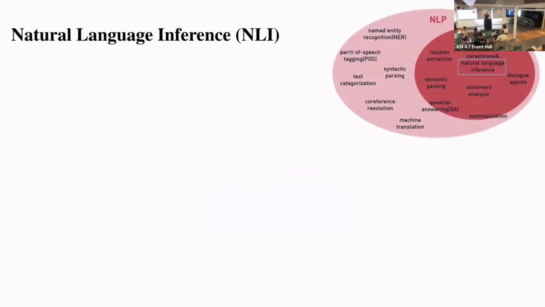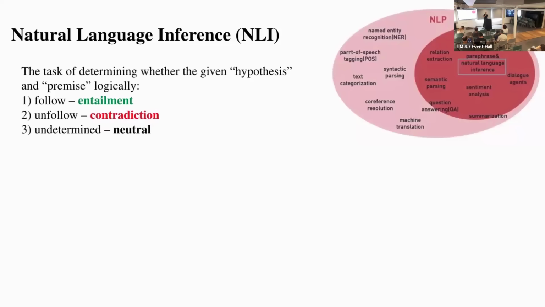So first of all, let's talk about NLI. NLI stands for Natural Language Inference. This is a task in NLU, which stands for Natural Language Understanding, and this is a subfield of NLP. So this is an existing task and we use it for evaluation. Let's see how. So what is NLI? In this task, we need to determine whether a given hypothesis and premise follow, unfollow, or it is undetermined. So whether the hypothesis can be entailed from the premise, contradict the premise, or is neutral to the premise.